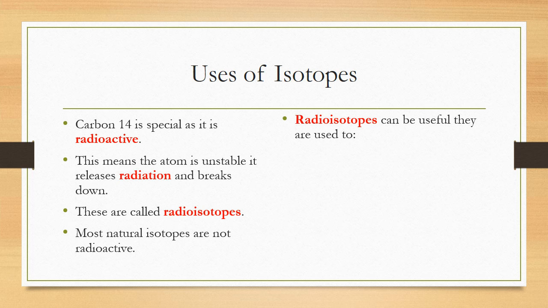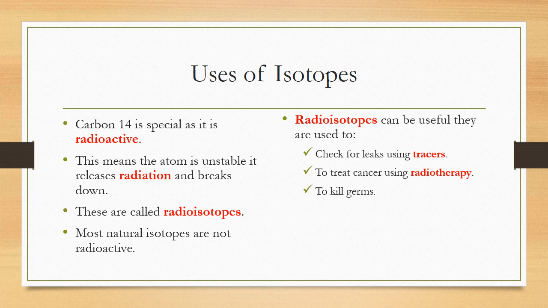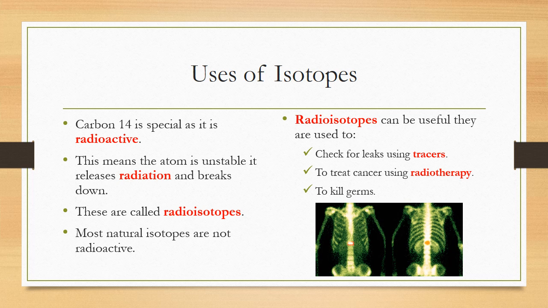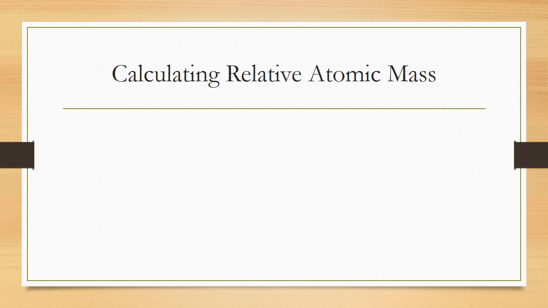However, we can use radioactive isotopes because they're quite useful, especially in medicine. Some are used to check leaks for traces. Some are used in radiotherapy to treat cancer. Some sterilize objects like medical instruments, so the germs aren't there and we don't get infected if we use them. And some we can detect, for example, if you've got a bump in your spine which needs to be treated by a doctor.